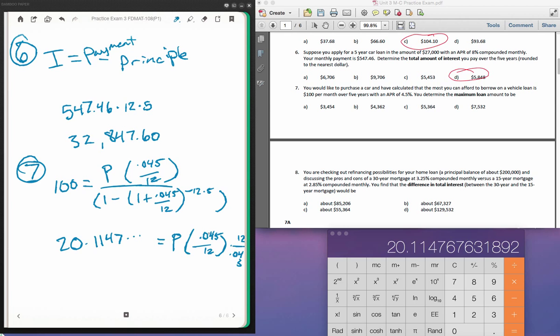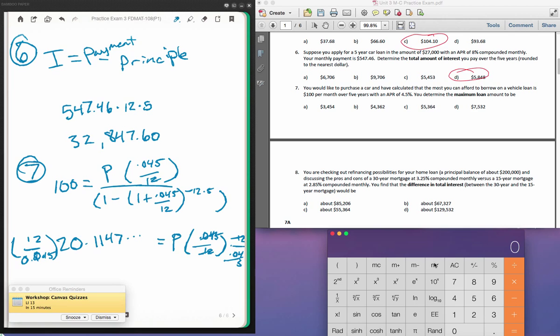Now I can multiply this by the reciprocal, and notice that these will cancel out. That will cancel out with that, and then I can multiply the other side by the same thing, so it's multiplied by 12 divided by 0.045. That's just a strategy on how to do that.